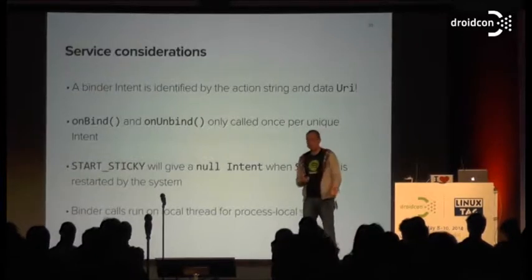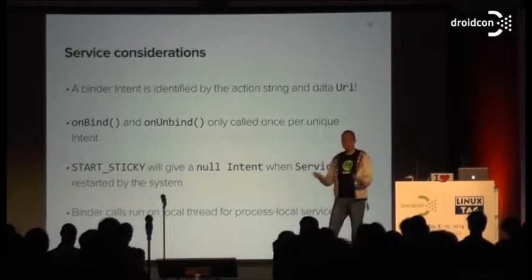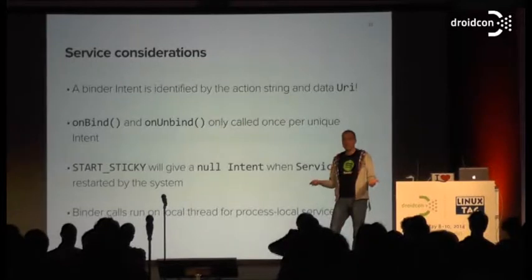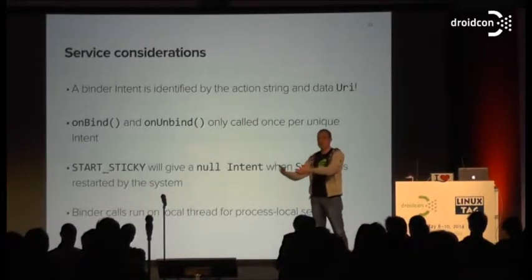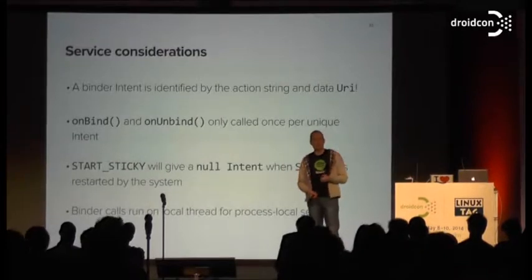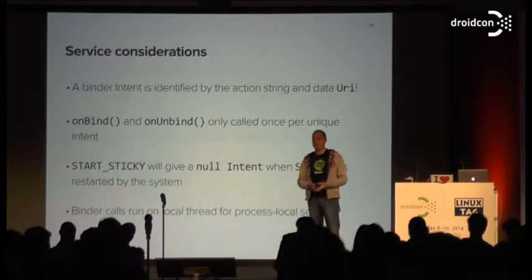Binder calls happen on the local thread for the local process, local services. I talked about that already. That can also happen: you create a service, you believe something will happen in the background, and you press the button, your UI will call through the binder, and suddenly you get an ANR anyway.